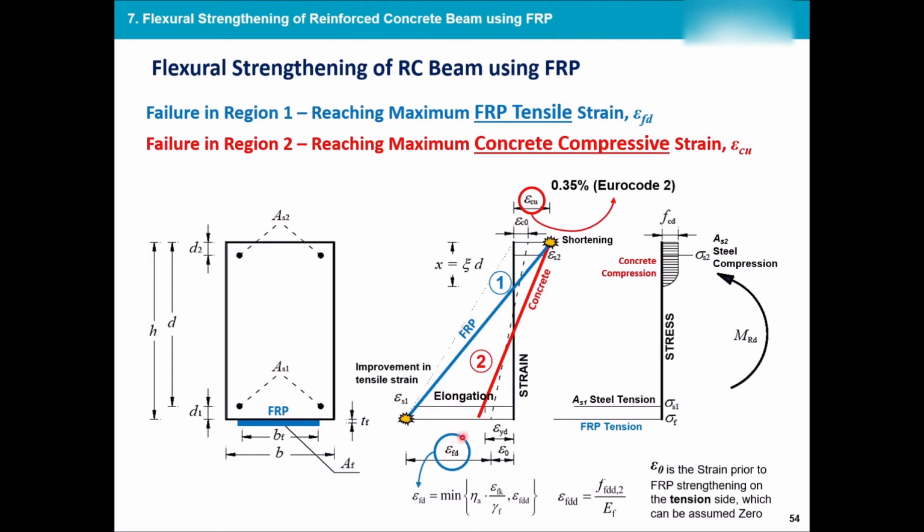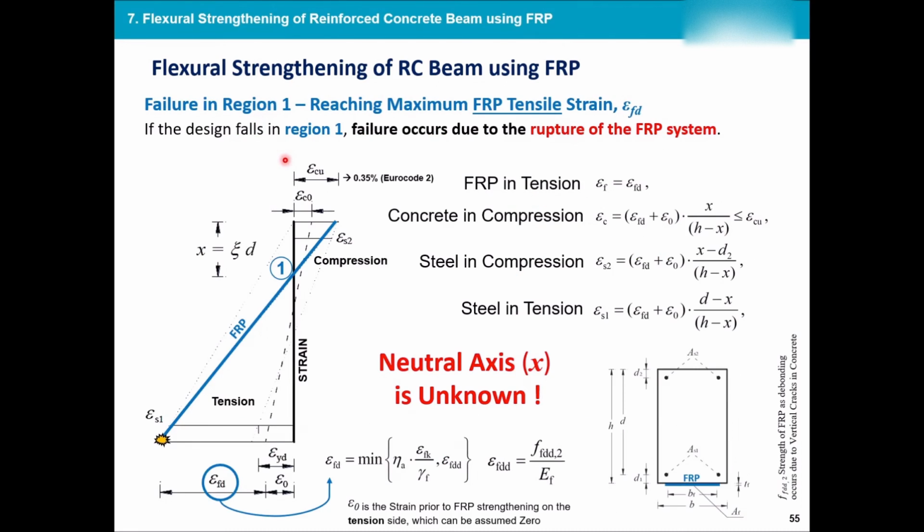And this strain of FD, which was the strain of FRP, as we just discussed, is a minimum of these two values, either this from the factory or this which relates to the debonding. So the flexural failure happens either in region 1 or region 2. Let's just look at region 1, where the FRP is the main player. So the failure is happening because our strain has reached this point.